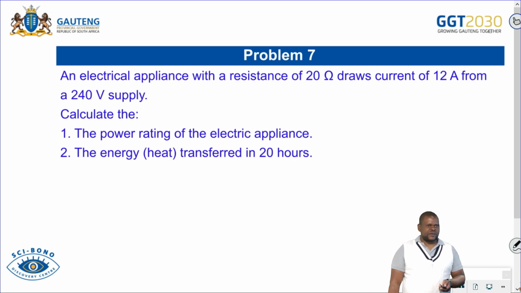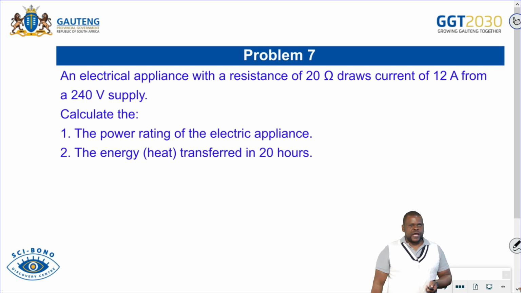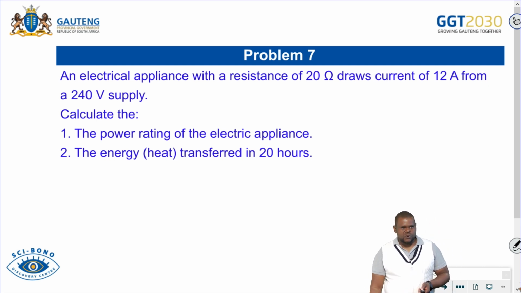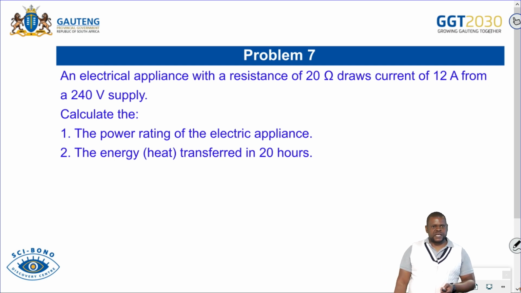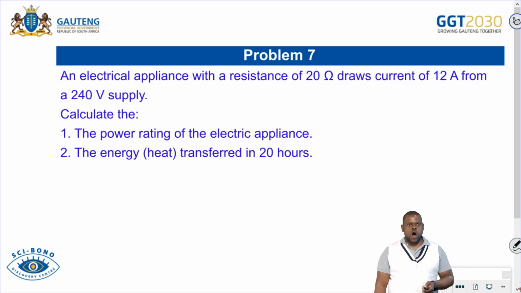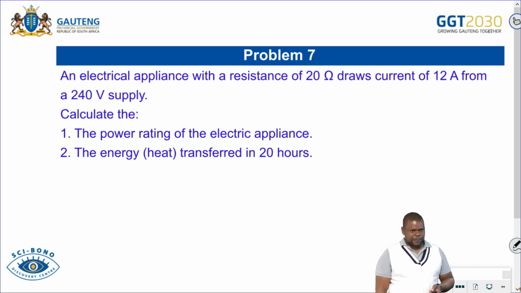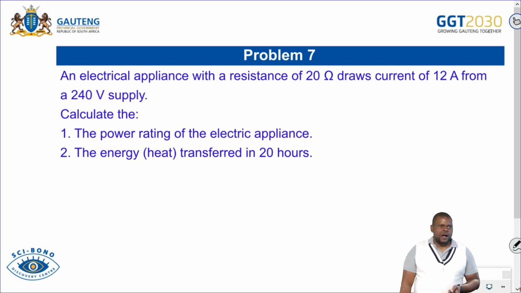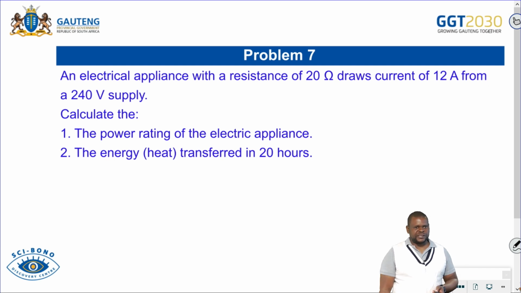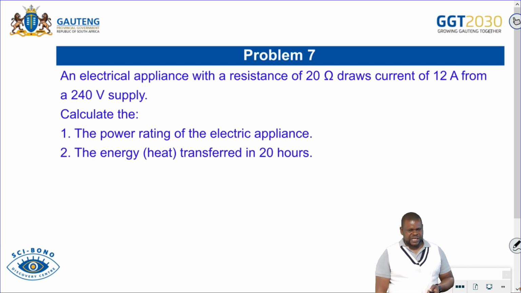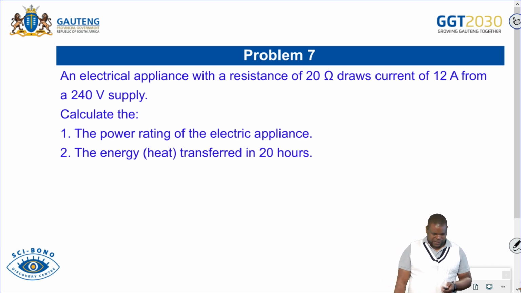Let's look at this problem 7 very quick. An electric appliance with a resistance of 20 ohm draws current of 12 ampere from a 240 volts supply. Calculate, number one, the power rating of the electric appliance. Number two, the energy or the heat transfer in 20 hours.